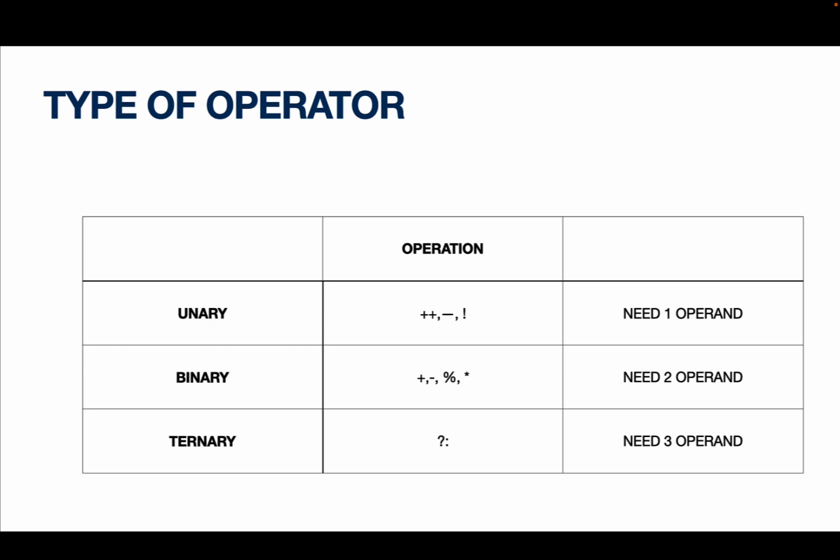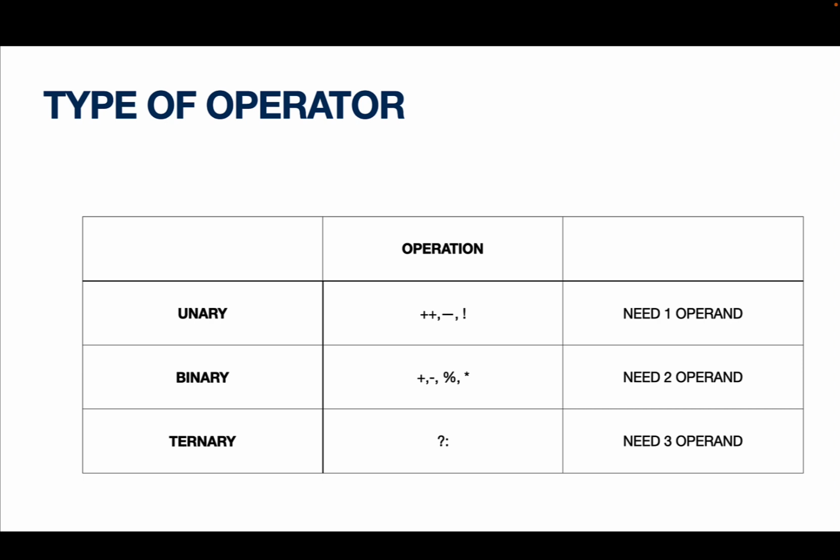So let's start with type of operators. Operators are of three types: unary, binary and ternary. The main difference between these three types of operators is the number of operands that they need to function. So for example, let's start with the unary operator.